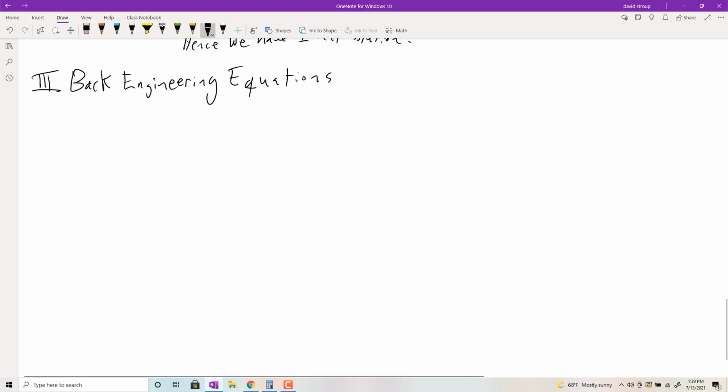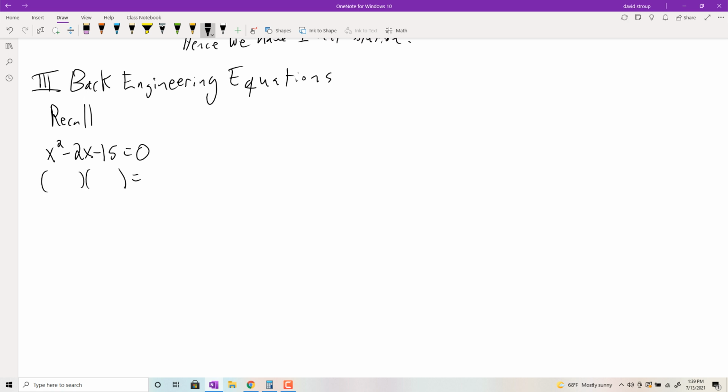But anyways, first recall how it goes in the forward direction. So we'd have something like x squared minus 2x minus 15 equals 0. And here we're using factoring. We're not even worried about the quadratic formula or anything. So you'd have x plus 3 is 0, so x is negative 3. And then x minus 5 is 0. x equals 5.